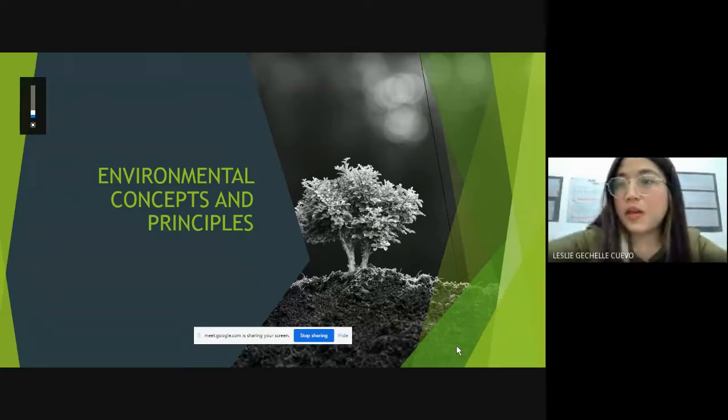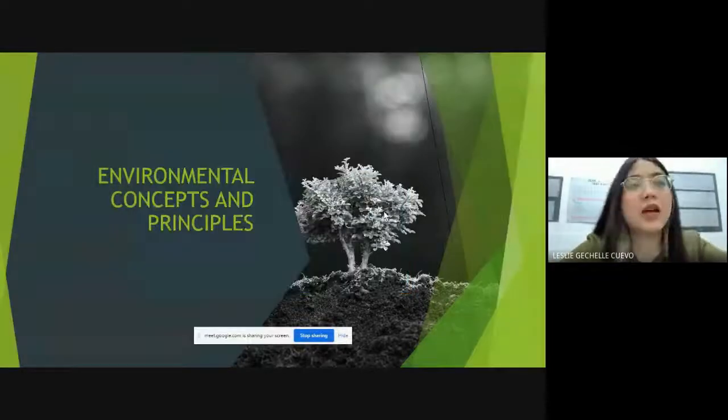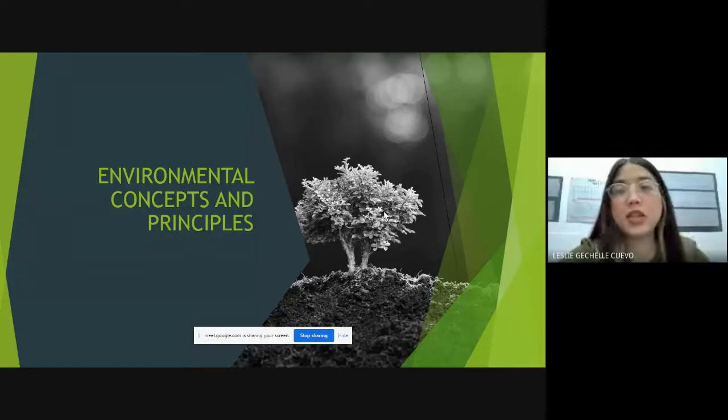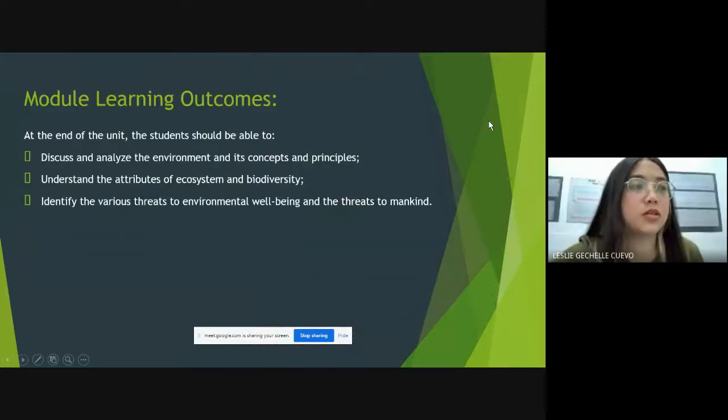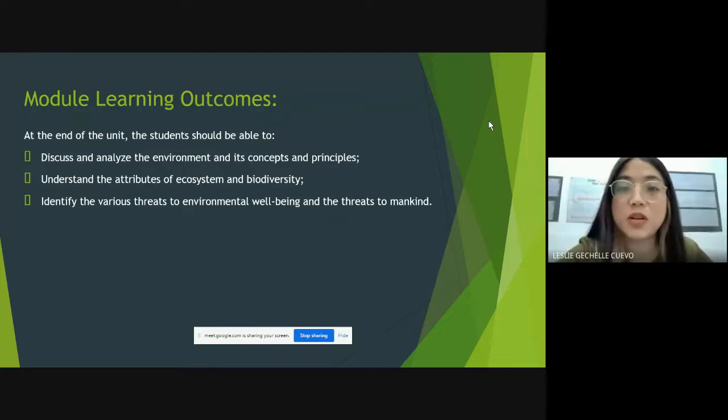Okay, so we start with environmental crimes. Okay, so dito muna tayo sa environmental concepts and principles. So learning outcomes at the end of the unit, the students should be able to discuss and analyze the environment and its concepts and principles, understand the attributes of the ecosystem and biodiversity, and identify the various threats to environmental well-being and the threats to mankind.